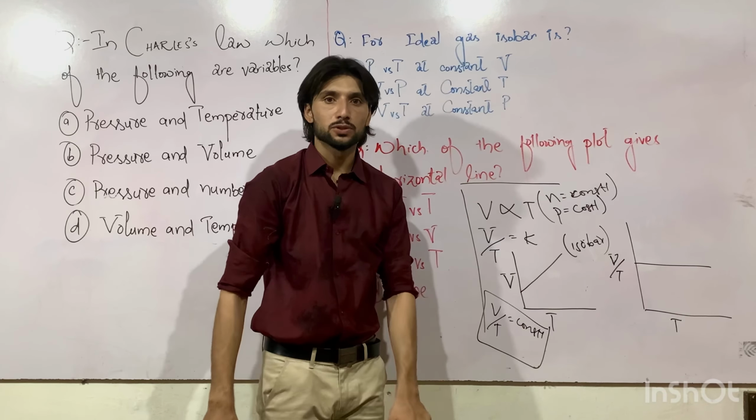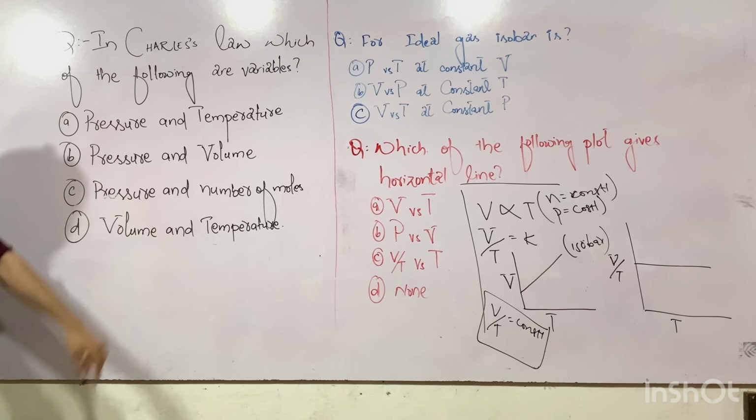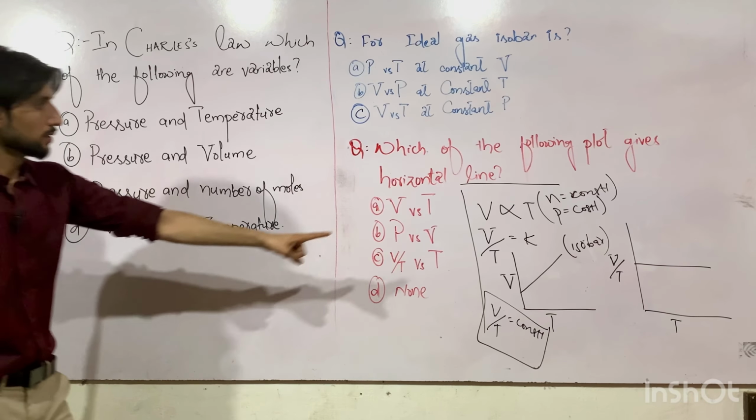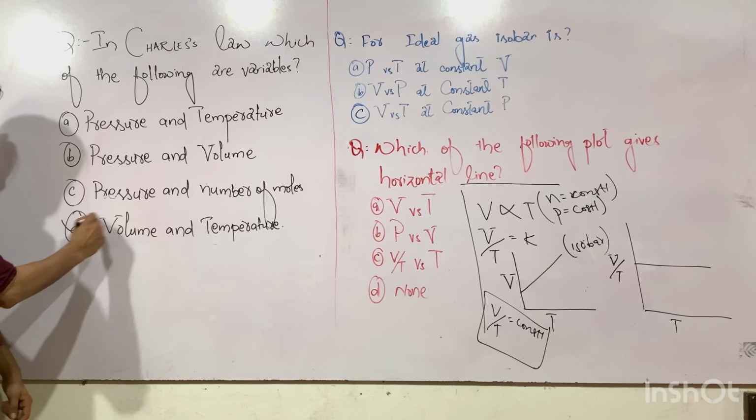So now we will come to the MCQs and solve them with the help of it. The first MCQ is saying, in Charles' law, which of the following are variables? So what are the variables? Volume and temperature.